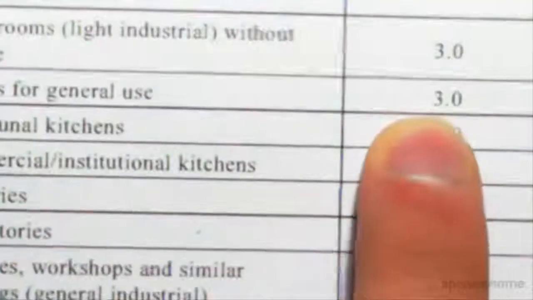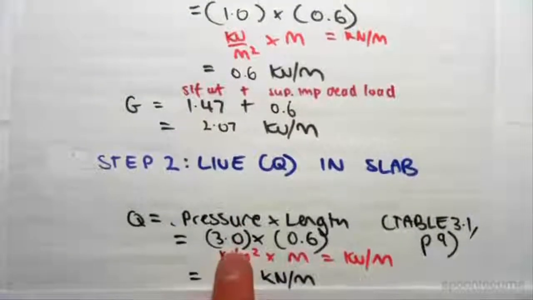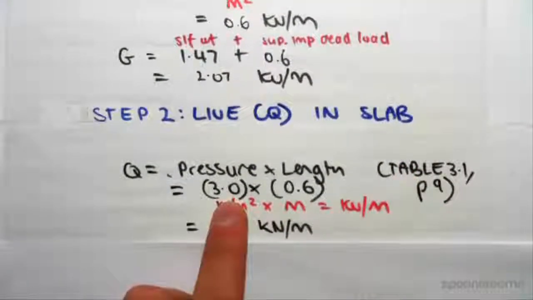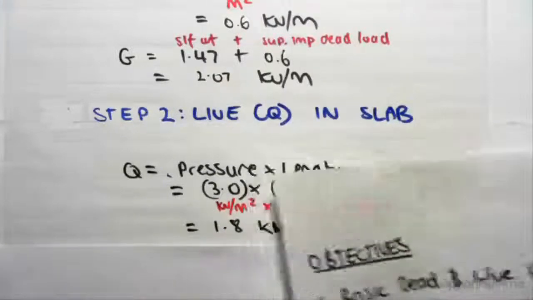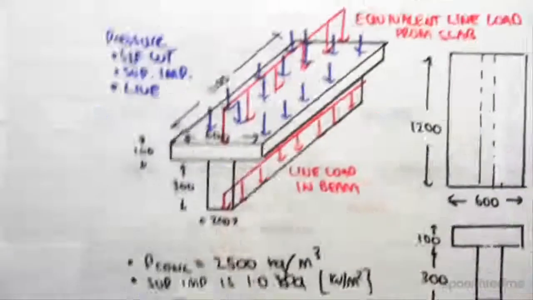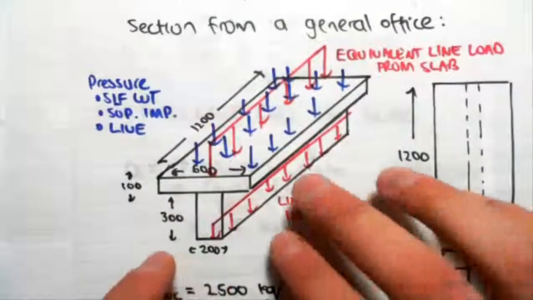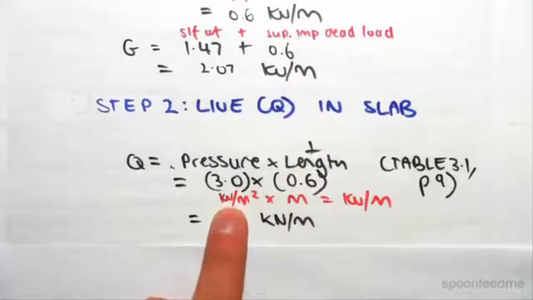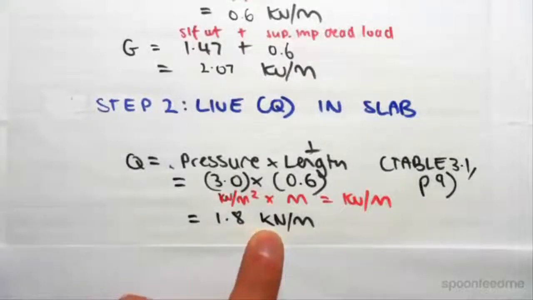We're given a uniformly distributed action of 3 kPa. Okay, so 3 kPa. So let me zoom out. So we know that now our pressure is 3 kPa as told from the table, and we want to multiply that pressure, just like we did for the superimposed dead load, by the perpendicular length. So it's going to be 3 kPa times this length there, 0.6 meters, which will give us a UDL along parallel to our beam. So 3 by 0.6 gives us 1.8, so 1.8 kilonewtons per meter.